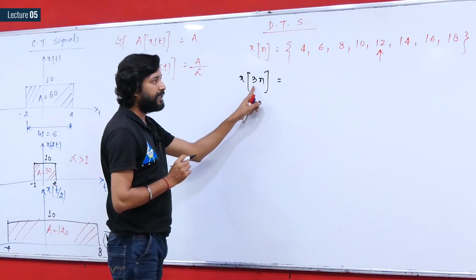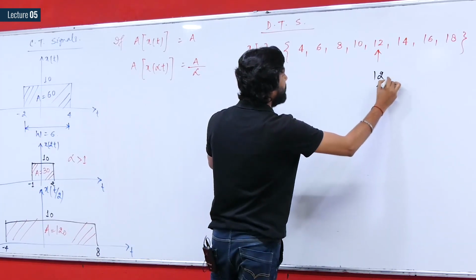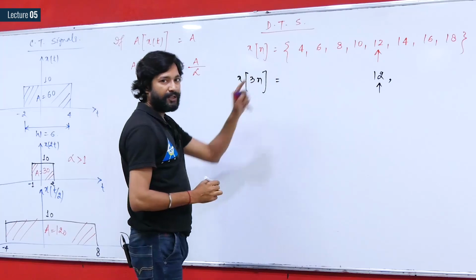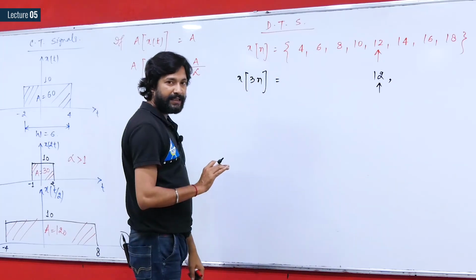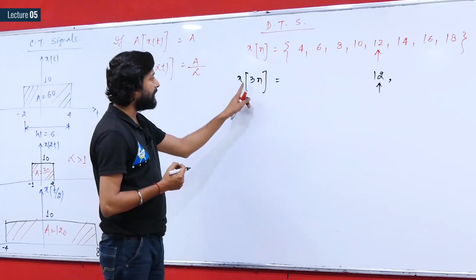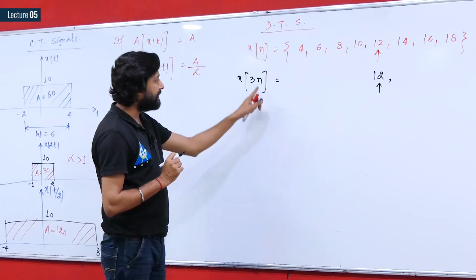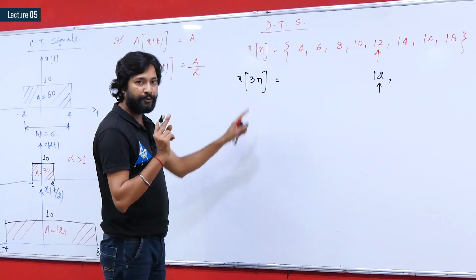So to find x of 3n, we have seen that we must start from the origin value. Origin will be maintained at the same value, and after origin you have to move on either side by skipping samples. How many samples will get skipped? If it is x of alpha n, then alpha minus 1 samples you must skip. In this case alpha is 3, therefore you must skip 2 samples.